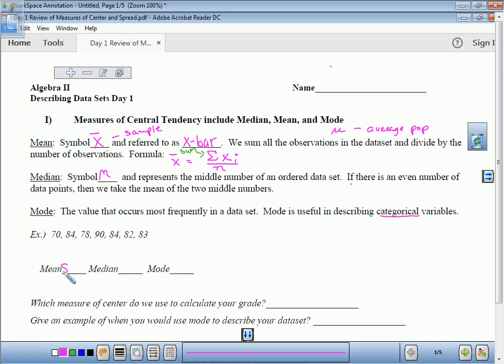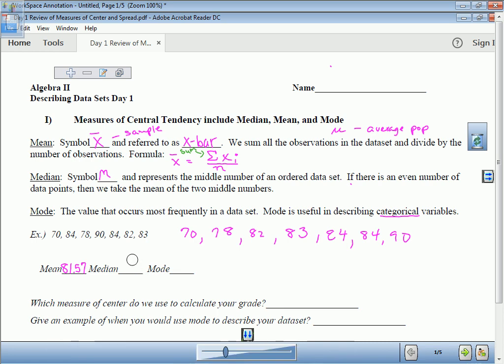All right, so the mean, you should have gotten 81.57. The median is the middle number when listed from least to greatest or greatest to least. So we have to order the numbers and then look for what's in the middle. When we order the numbers, you should have noticed that 83 lies in the middle of the data. And so 83 would be our median. Now the mode is the number that occurs most often, and for this data set, the mode would be 84.